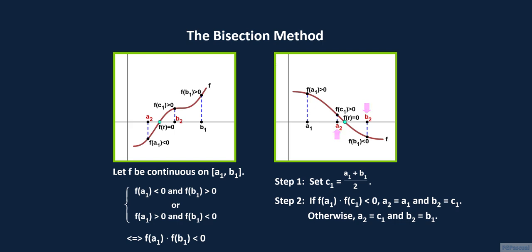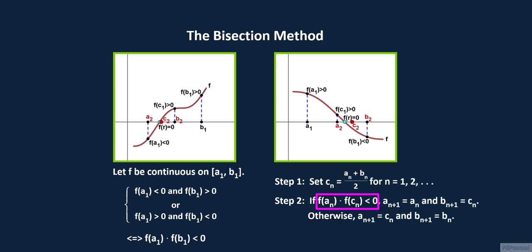We had mentioned that we must modify the key inequality that the product of f of a sub 1 and f of c sub 1 is less than 0. This is if we are to generalize these two steps for all the iterations of the bisection method. The reason for the change is that it is certainly possible that at the nth iteration, a sub n turns out to be equal to the exact solution x equals r. If so, f of a sub n would be equal to 0, and the product of f of a sub n and f of c sub n would also be equal to 0, so that the inequality would be false.